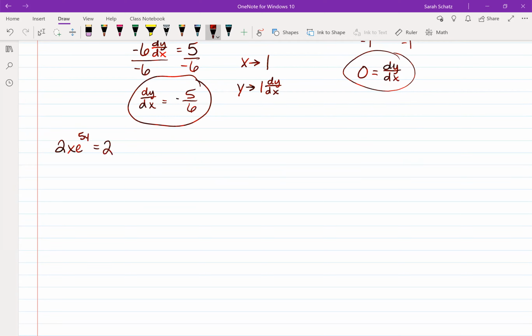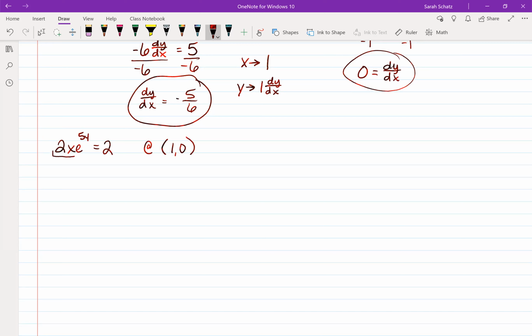And the point I want to evaluate dy/dx at for this one is actually (1, 0). So I'm going to find dy/dx at (1, 0). So it's a little different. This time x is 1 and y is 0. So let's get started.